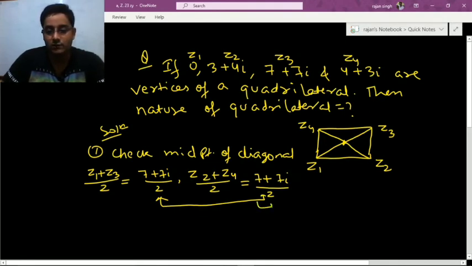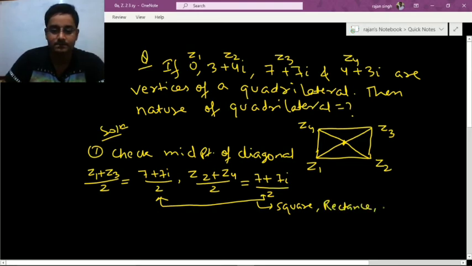So 4 options are open right now: the quadrilateral can be a square, rectangle, rhombus, or parallelogram. All these 4 quadrilaterals have a common midpoint of the diagonals.